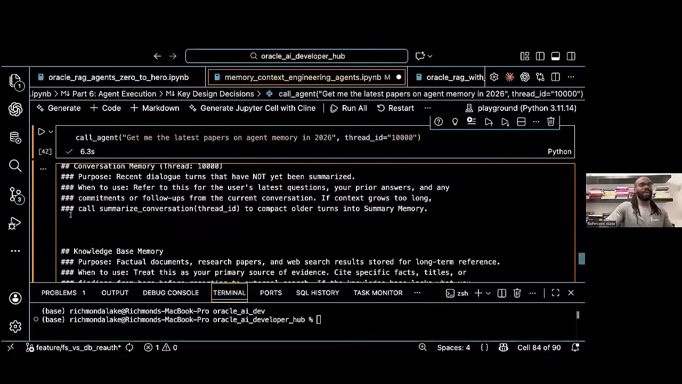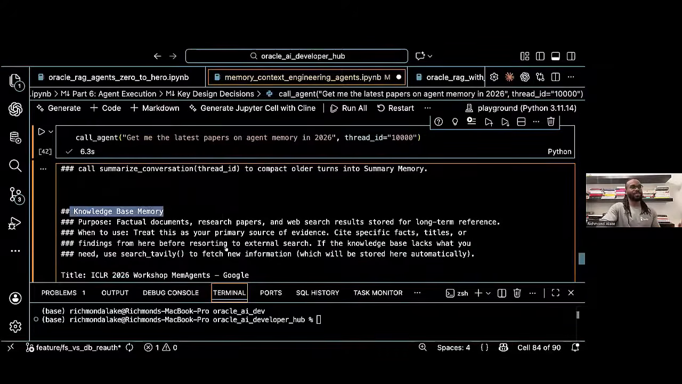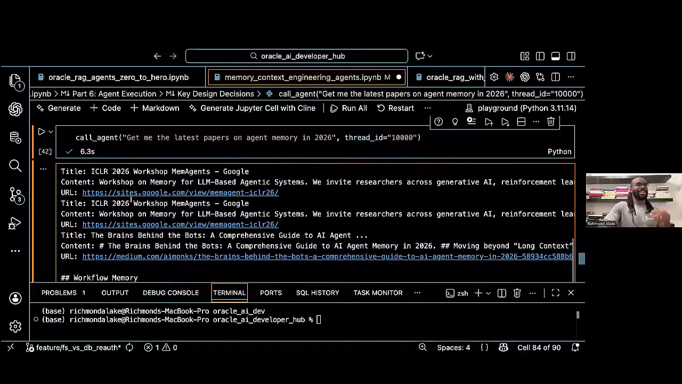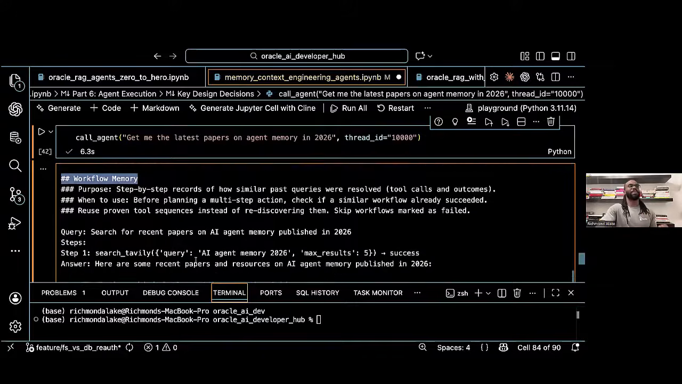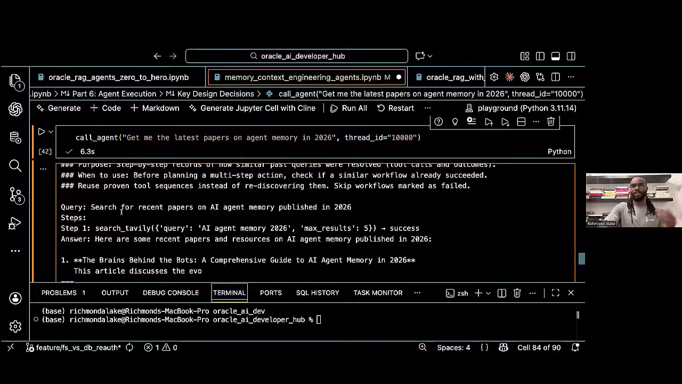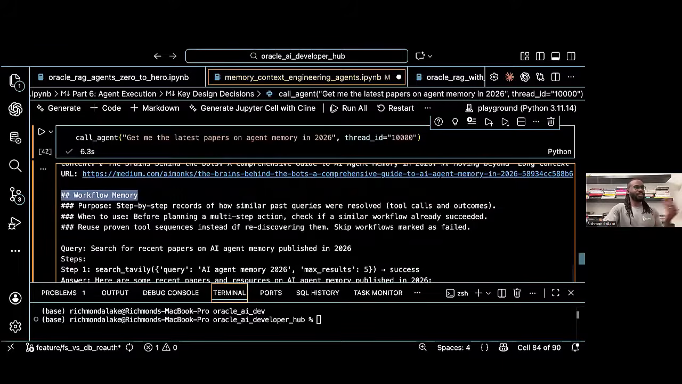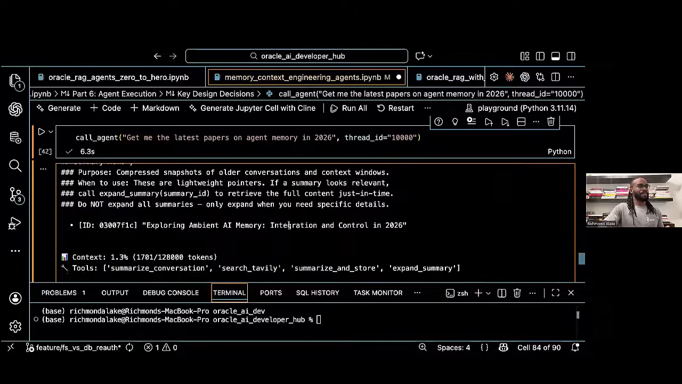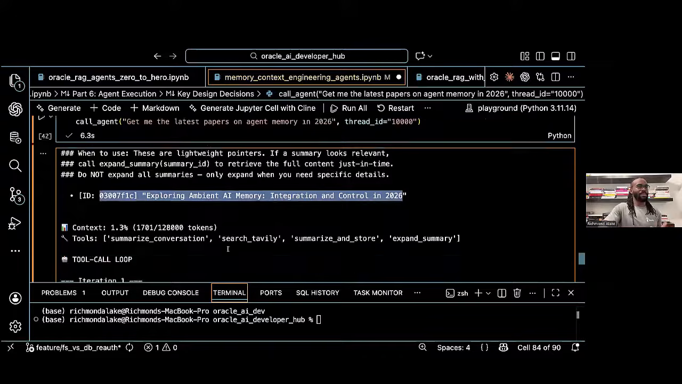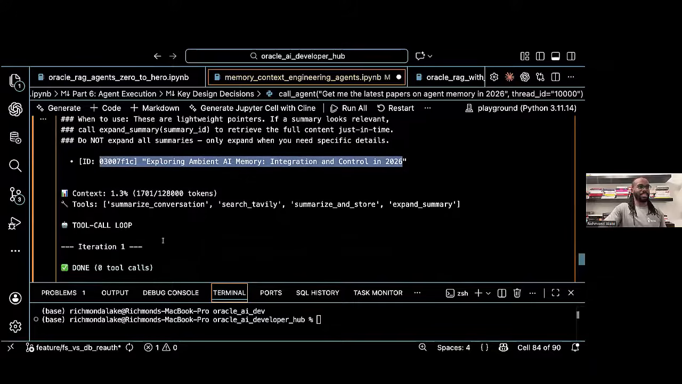We can go into that realm if we want to. But you have knowledge-based memory, which is semantic memory. Again, the context window is structured in allocation to different memory types. This is just memory aware, memory augmented. And you can see it has some workflow memory. And very quickly, there's a bit of summary memory because I did this before, actually.